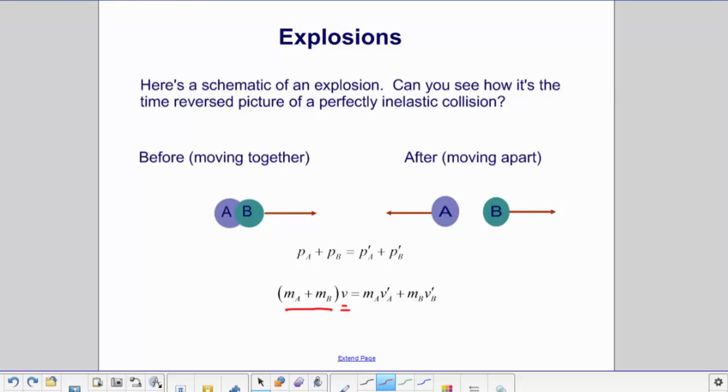If we were to look at this from right to left, or run it backwards in time, we'd see these two spheres, instead of being out here, they would move towards each other, and then at the end they would be stuck together. And then the equation would be this. This right side would equal the left. It's the same thing, just left side goes to right and right goes to left. So an explosion is the direct opposite mathematically of a perfect inelastic collision.